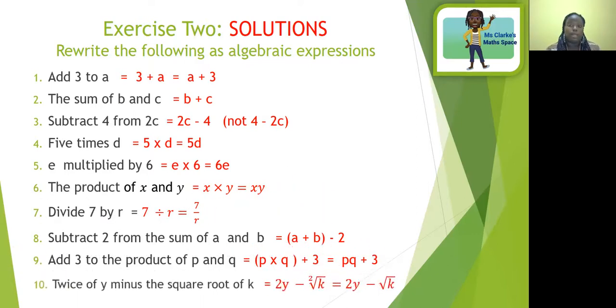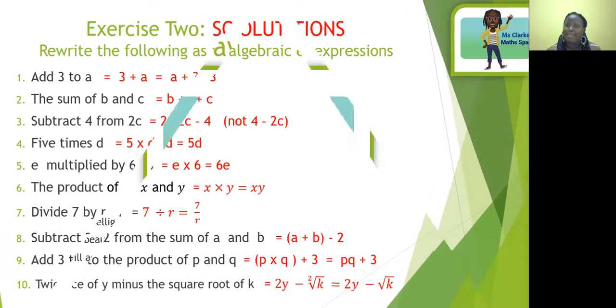Final question and solution. Twice of Y minus the square root of K. So we know twice means 2 times. So you end up having 2Y minus the square root of K, where sometimes you put the 2 for the square root, or you mightn't put the 2. So you end up with 2Y minus the square root of K. So either or would be fine.